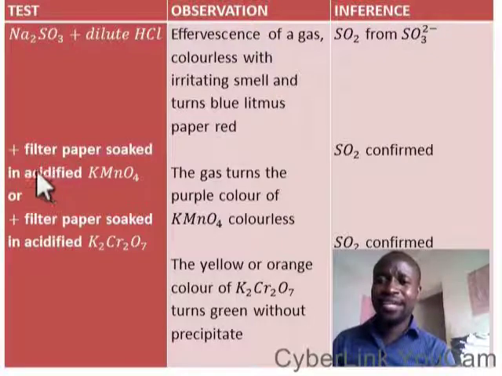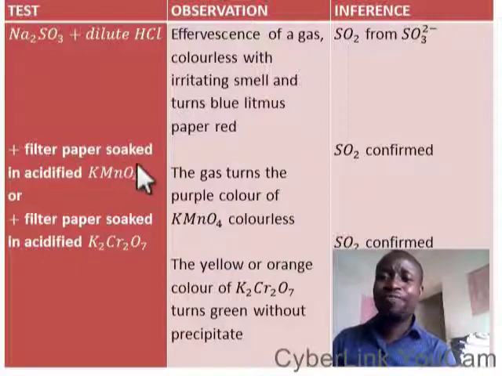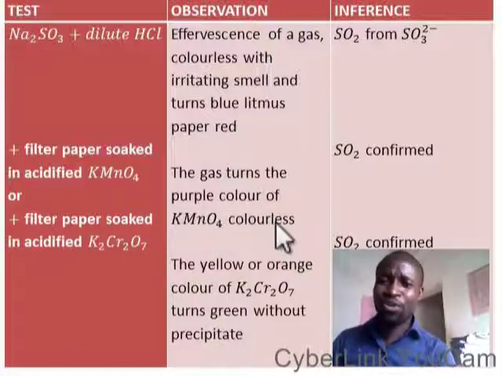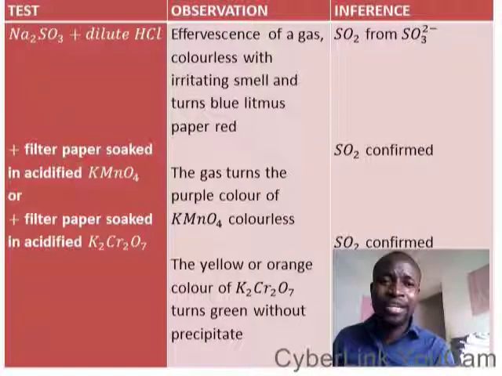Now look at the further test. When you decide to use filter paper soaked in acidified KMnO4, or filter paper soaked in acidified K2Cr2O7, the gas will turn the purple color of KMnO4 colorless. K2Cr2O7 is orange in color, and the color will be turned green without any precipitate. When you see this, SO2 gas is confirmed. Yes, obviously, SO2 gas is confirmed.